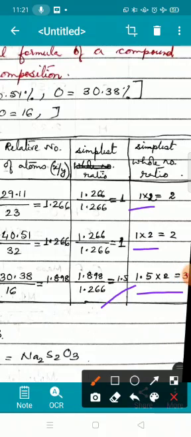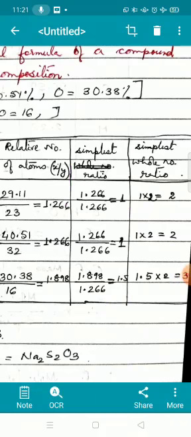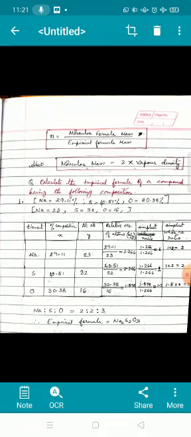So the ratio of sodium to sulfur to oxygen comes to be 2 to 2 to 3. So the empirical formula of the compound becomes Na2S2O3. That is how we should solve the numericals.